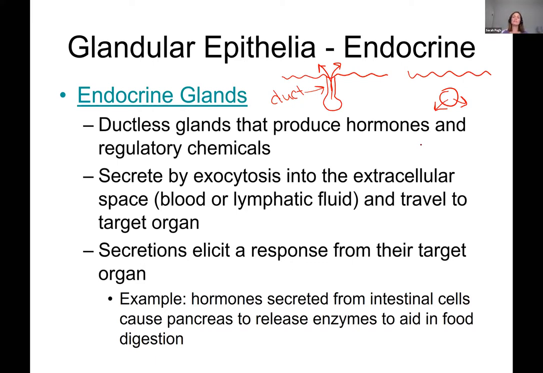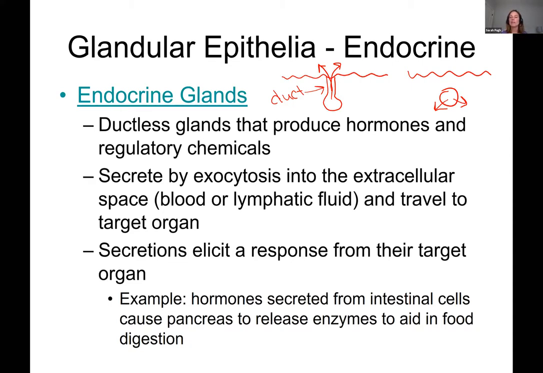These are going to secrete their products right into your bloodstream or into lymphatic fluid so it can travel throughout the body and go to its target organ. And from there, it's going to elicit some type of response. So a good example, and the way I always think of your endocrine glands is they are essentially how your organs can communicate with each other.